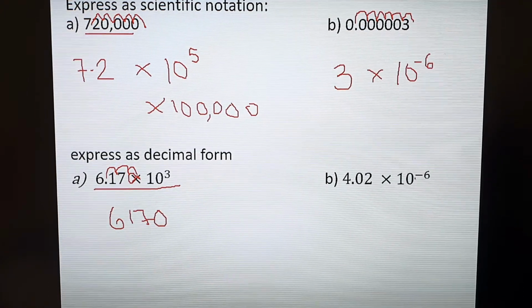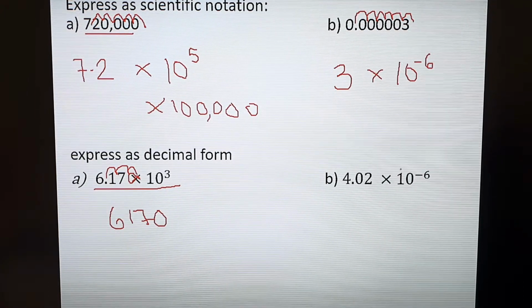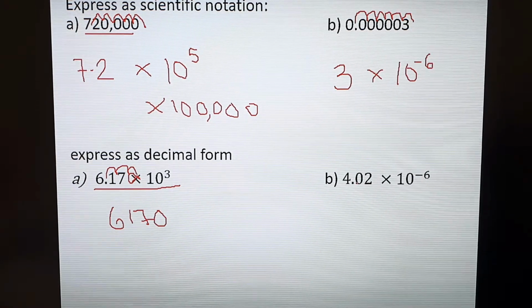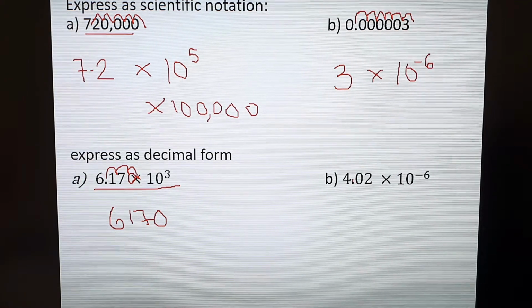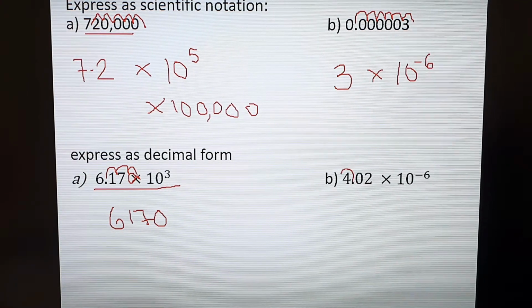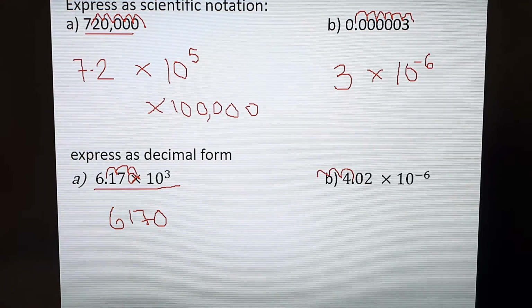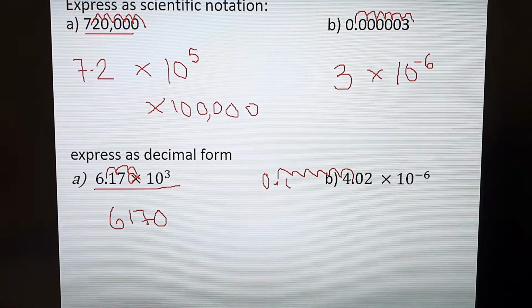For B, just by looking at it, we know it's a very, very small decimal number. And to write this back into the basic numeral, we just move the decimal place 6 times, and this time, because it's a small number, we're moving it to the left. 1, 2, 3, 4, 5, 6. Decimal point is here now. There's a 0 at the front, just so we know that there's a decimal point, and then we fill in the rest of the zeros.